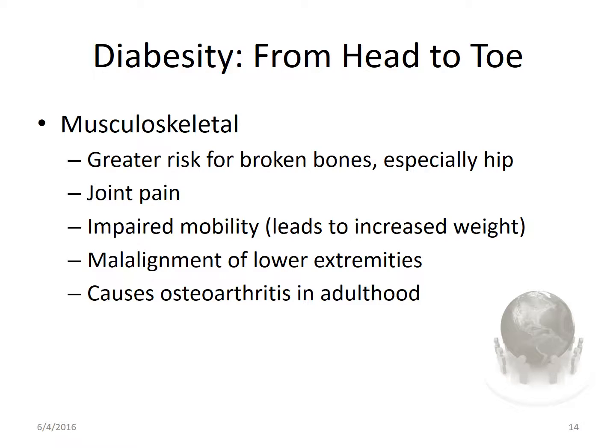As we stated, being an obese child or adolescent can lead to obese adults, and the problems these obese children and adolescents have can continue into adulthood. A prime example is osteoarthritis. They can also have malalignment of their lower extremities from all of the weight in their legs. It tends to bow their legs a little bit. Also, joint pain is in there.